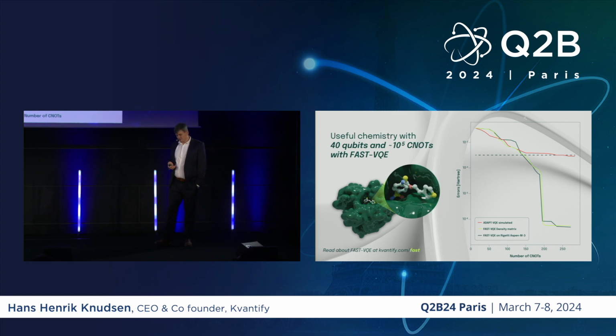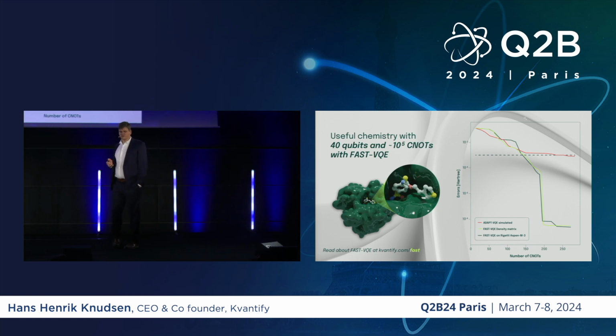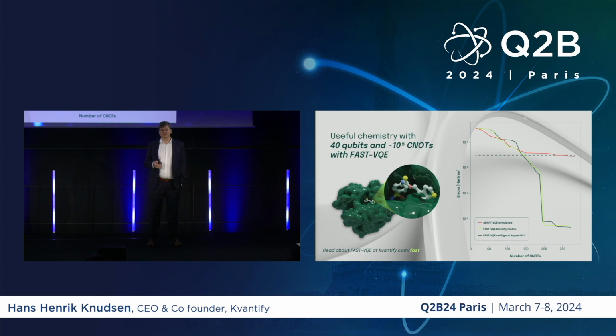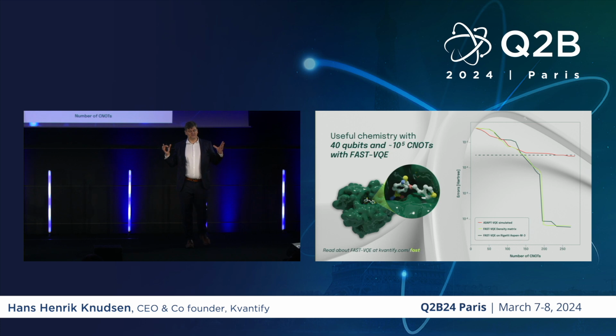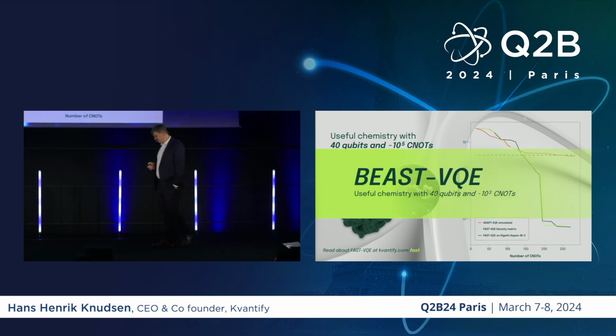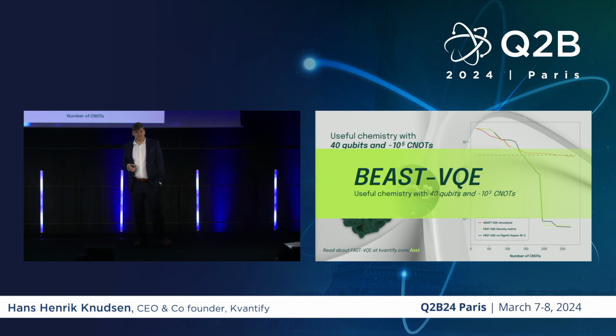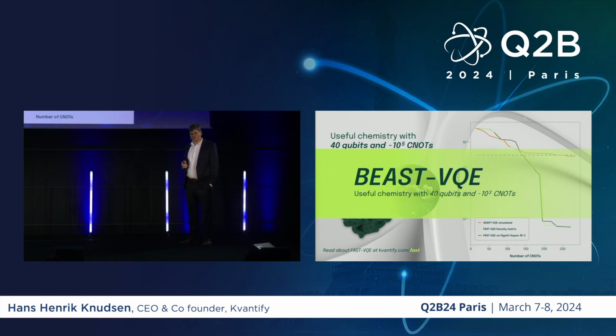Now, where do we go from here? Well, there's still this n to the power of 4 that we need to get rid of. And then could we squeeze more information into the qubits? Could we, instead of 20 orbitals in 40 qubits, have 40 orbitals in 40 qubits? We think so. And that's our next algorithm, called Beast VQE. So with Beast, we will have useful chemistry on quantum computing hardware with 40 qubits and 1,000 gates. Still not there, but we're much closer than we've ever been to having something that actually works for useful chemistry on quantum computing hardware.